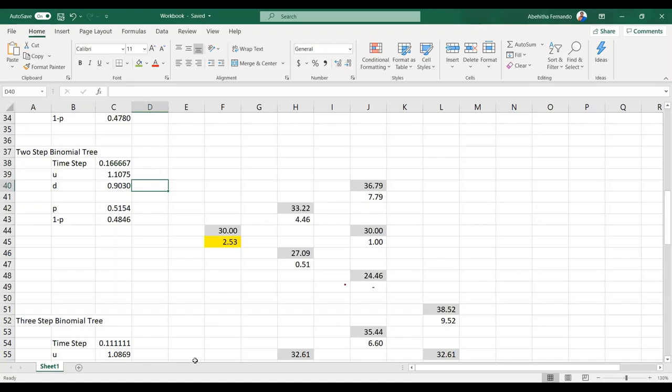And again, similarly, you will have to recalculate u over here in the way that you did before, because the time step is different. So the value of u will be e to the power sigma into the square root of delta t. So e to the power sigma was 0.25, 25%, multiplied by the square root of 2/12. Take 2/12.